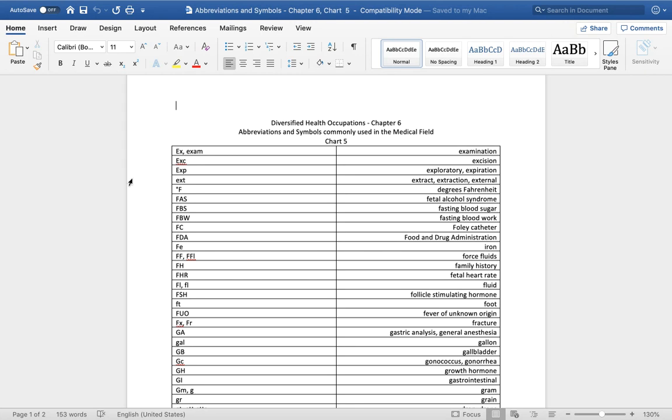Next one is degrees Fahrenheit. Kind of like degrees Celsius, right? Except for only us and like one other country on the planet uses Fahrenheit. Why not? Fetal alcohol syndrome.